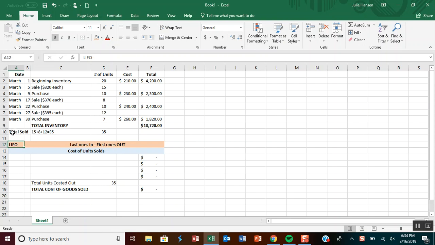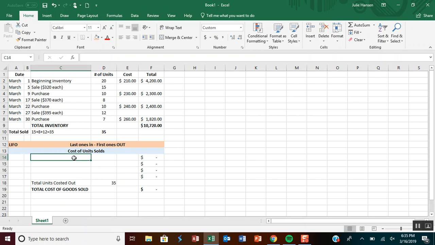They told us in the problem, or actually it's listed right here, on March 5th, we sold 15. Then on March 17th, we sold 8. Then we sold 12. So I just put the total sold down here, 15 plus 8 plus 12. So that's 35 units that we have sold. The name of the game in this problem is to find out where the costs are for those units. We know how much we sold them for. We just have to figure out what those units actually cost us so that we can find a margin. So let's get going.